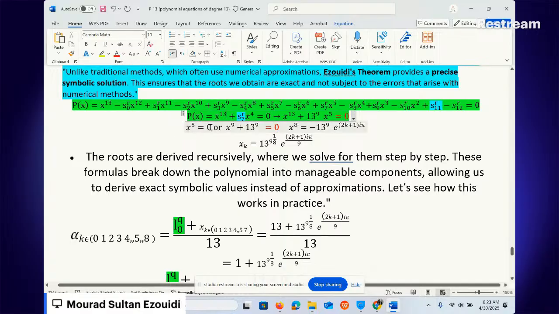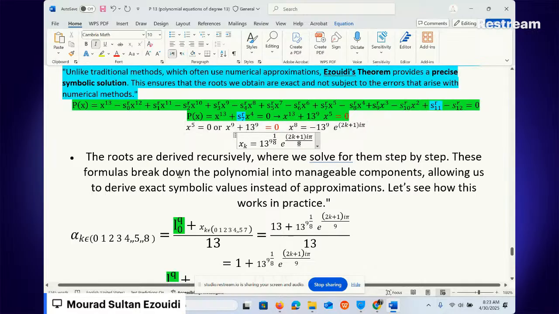So here, x to the power 5 equals 0, or x to the power 8 plus 13 raised to the power 9 equals 0. Means that x equals negative 13 raised to the power 9 exponential to (2k plus 1) i pi. Now I'm looking for xk. xk is equal to 13 raised to the power 9 all raised to the power 1 over 8, exponential to (2k plus 1) i pi divided by 8. This is divided by 8, not 9, because the highest power here is going to be equal to 8.